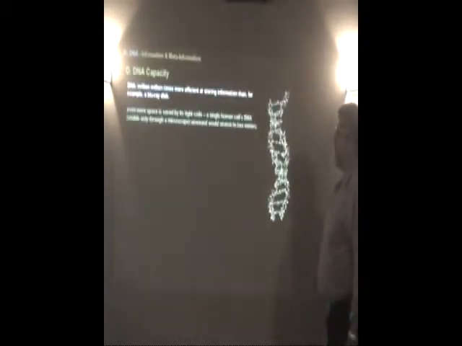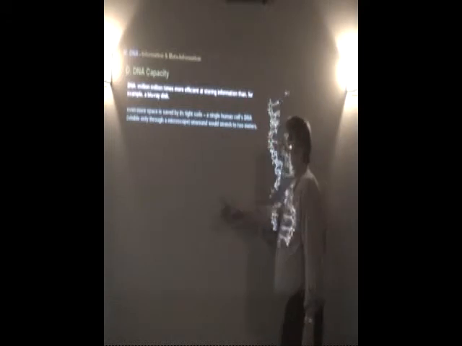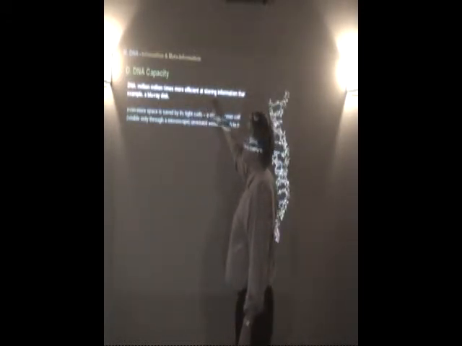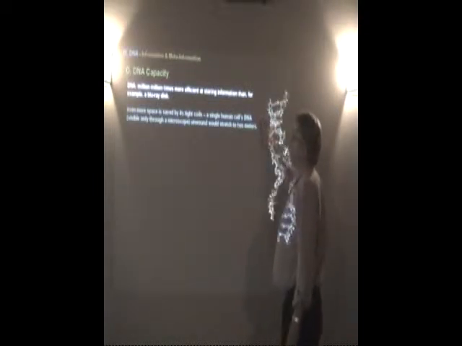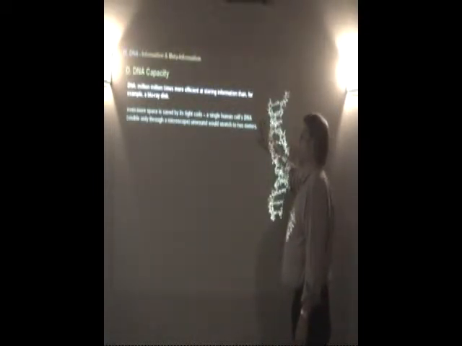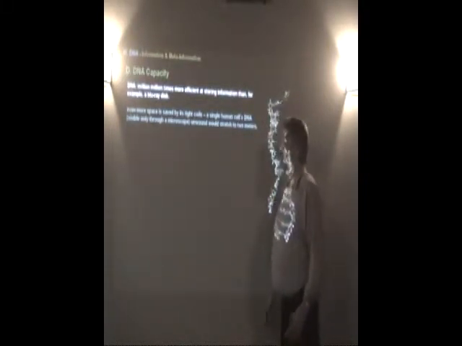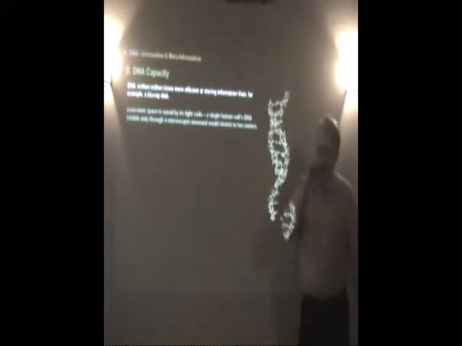DNA capacity. Now we looked at that library before. DNA is a million times more efficient at storing information than, for example, a Blu-ray disc. Even more space is saved by its tight coils. A single human cell's DNA, visible only through a microscope, unwound, would stretch to 2 meters. In other words, if you were to take all the DNA in just one cell of your body, it would be taller than you.